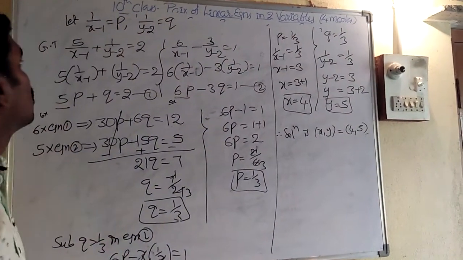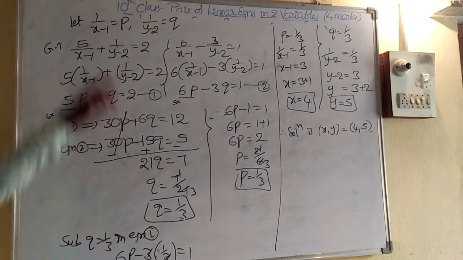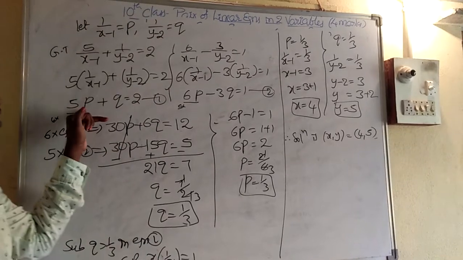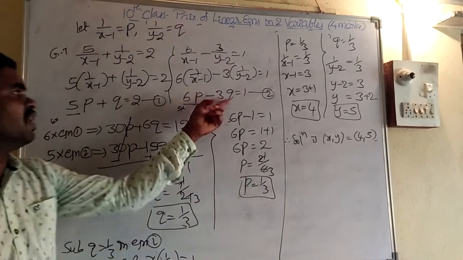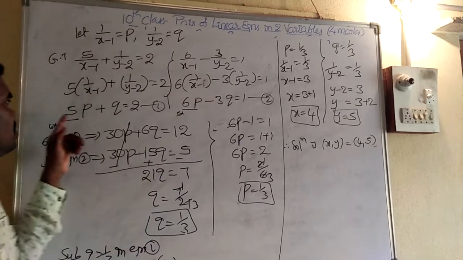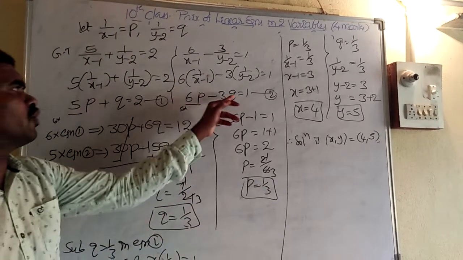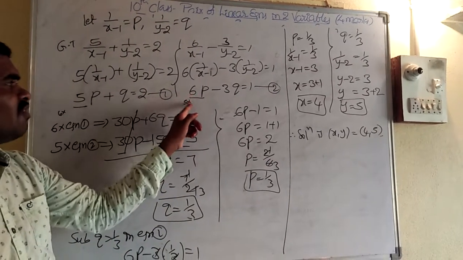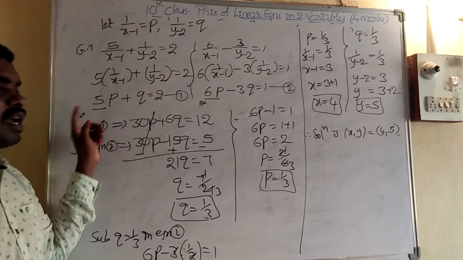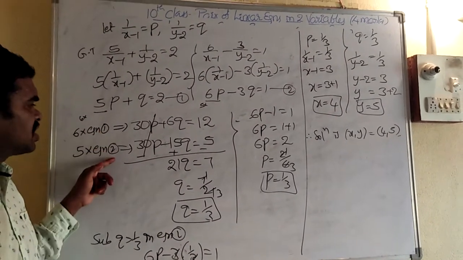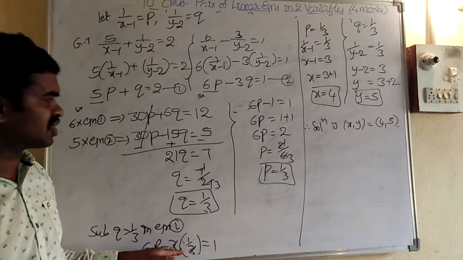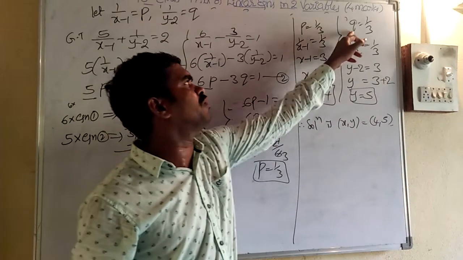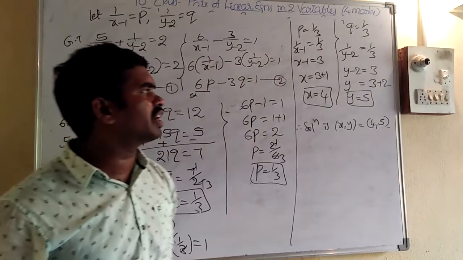This is the solution. So we first assume that 1 by x minus 1 equal to p, 1 by y minus 2 equal to q. Substitute in both equations, it can be reduced into terms of p and q. We have to solve this. To solve this, we should equate the p coefficients or q coefficients. Here I equated the p coefficients. To equate both, here 6 is multiplied with 5 becomes 30. Here 5 is multiplied by 6 becomes 30. And then by subtraction, get the q value and substitute in an equation to get the p value. And p, q are nothing but p means 1 by x minus 1, q means 1 by y minus 2. From this we got x comma y.